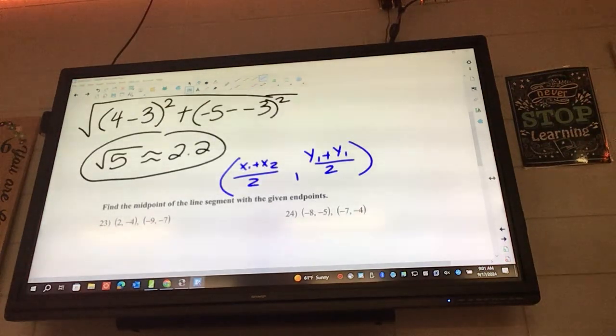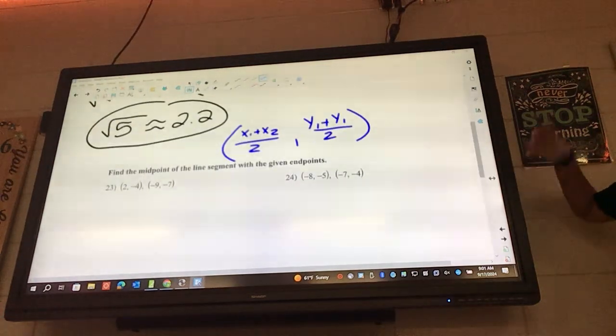Again, make sure you have that formula written on your paper. If you didn't memorize it, that's fine, but that way you have it for notes.